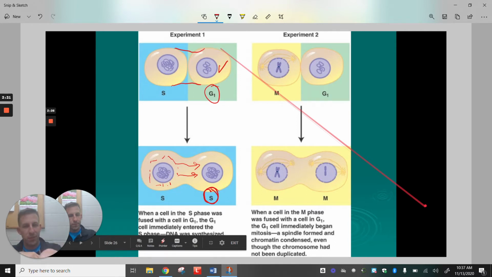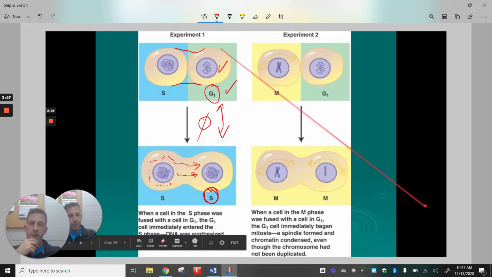So maybe they just happened to get this cell that was in G1 very close to when it was going to go to S phase anyway. And so maybe it just transitioned at the exact moment that it was fused with the other one. Who knows? But there is evidence, and they go through a second experiment that solidifies this in our mind, because it goes around the issue that we have with this experiment here.